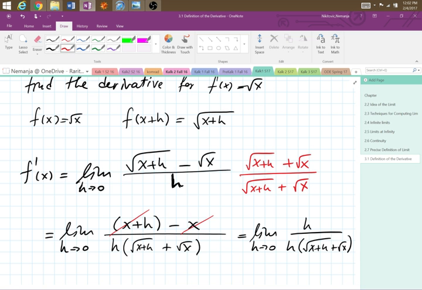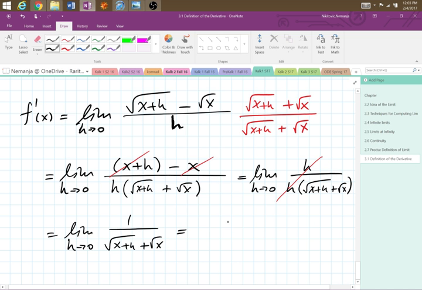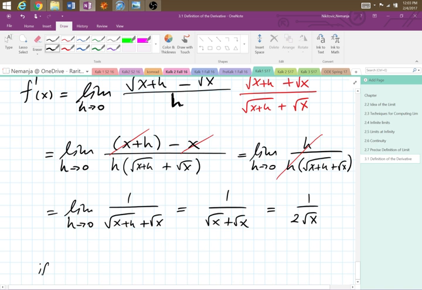In which case, these drop, and we are left with the limit h goes to 0 of 1 over square root of x plus h plus root x. Now, when h goes to 0, you have a square root of x plus square root of x in the denominator, which is apple plus apple is 2 apples. So we claim that if f of x is root x, then f prime of x is 1 over 2 root x.